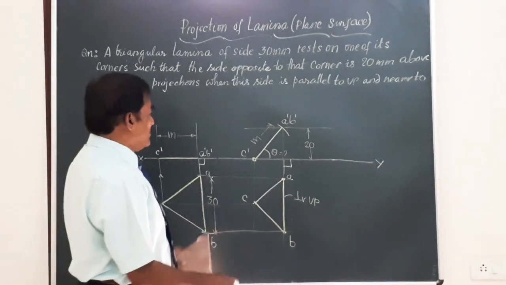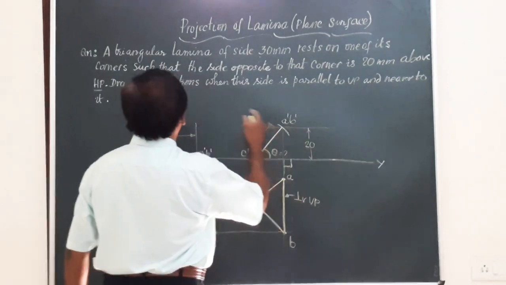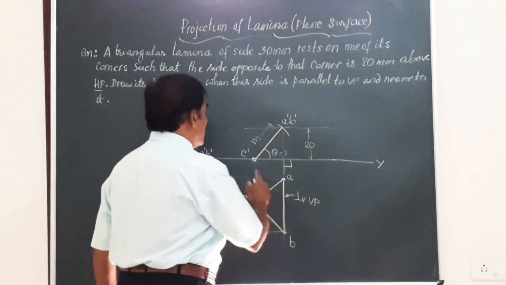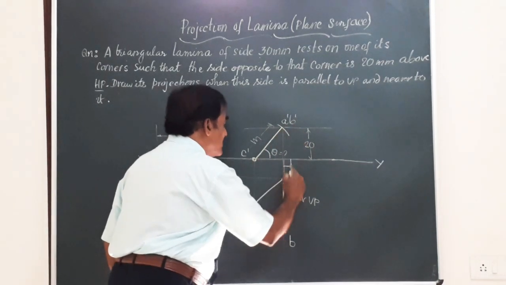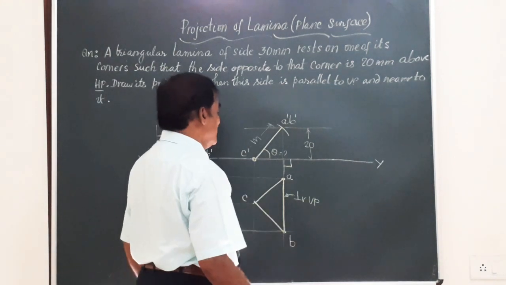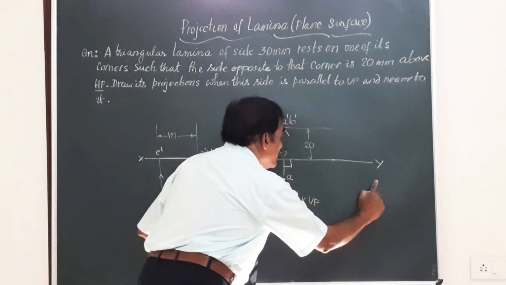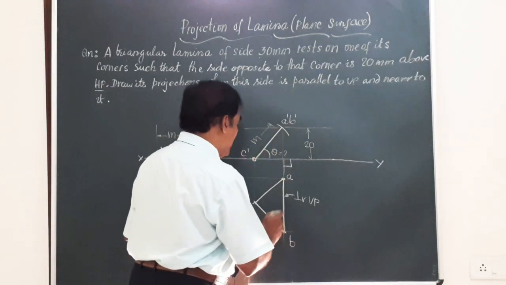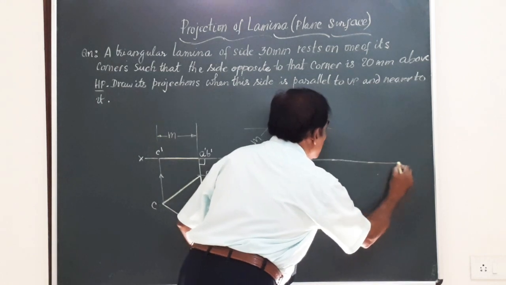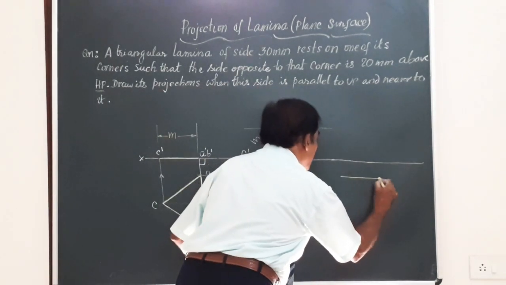And he says in the question finally, draw its projections when the side is parallel to VP. So the side opposite to the corner is AB, and that AB is normal to VP. We have to redraw this figure such that this AB is nearer to VP and C is away. So friends, I have to redraw this figure. Anywhere on this portion here, I am going to draw the triangle.